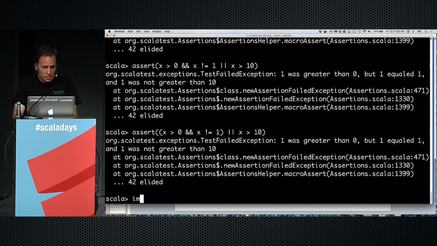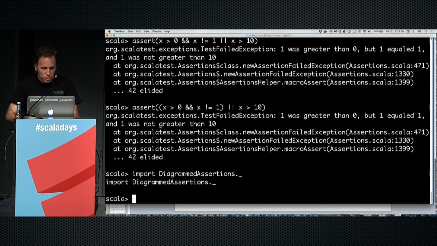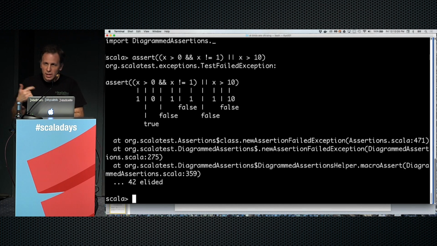So there's something in ScalaTest called diagrammed assertions, which was inspired by Spock, which instead of trying to make English out of it, draws a little diagram. It just points to each thing and says, well, x greater than 0 was true, but I have an and here with x does not equal 1, which is false, so that means that's false, and then I go an or, this thing was false, so therefore the whole thing. So you can actually kind of figure that out.